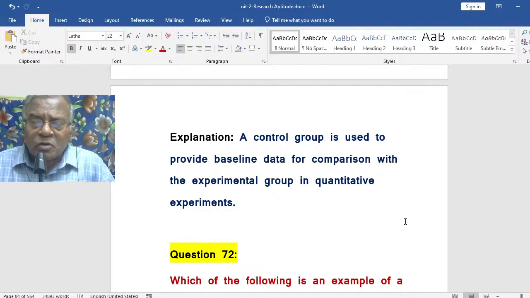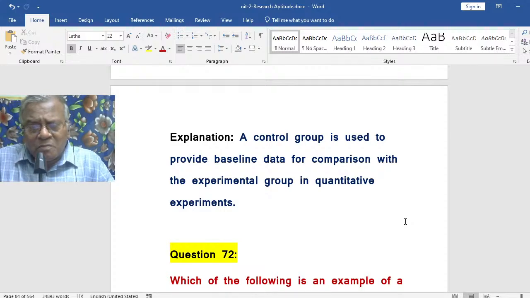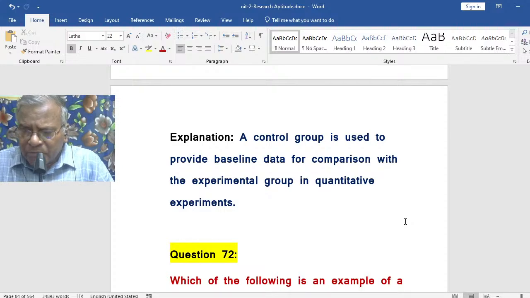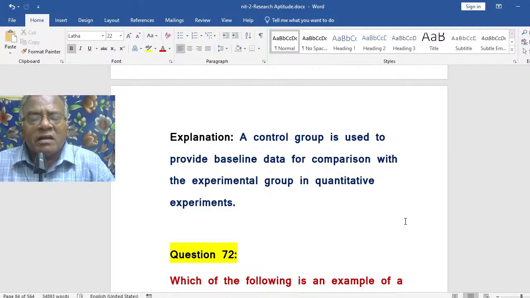What is the experimental group? The group which is given the media education, online education. That is what we want to measure. We are giving it to them, and then finally we evaluate both the results. What is the effect of traditional teaching in the control group? What is the effect of media education in the experimental group? Based on that we compare, and for that reason control group is used to provide baseline data. I hope you understood this.